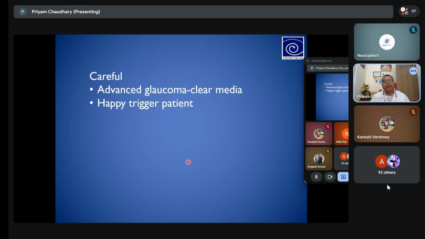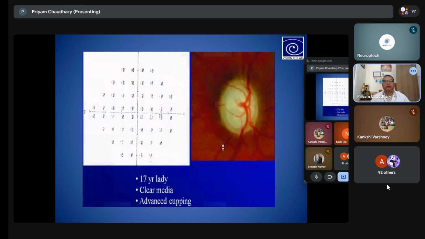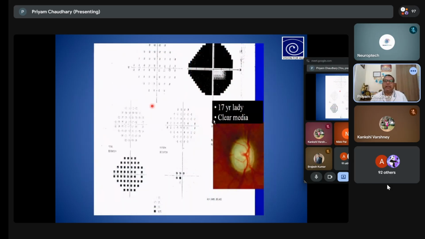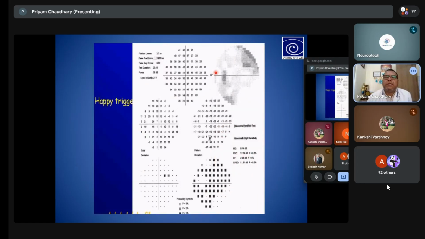So carefully, advanced glaucoma, clear media, and trigger happy patients. See, here is a 17-year-old lady, clear media with advanced disc cupping. So you see here all is 0, loss of all vision. There is tubular vision here, only 2 or 3 degrees. This is the white scotoma you are seeing.